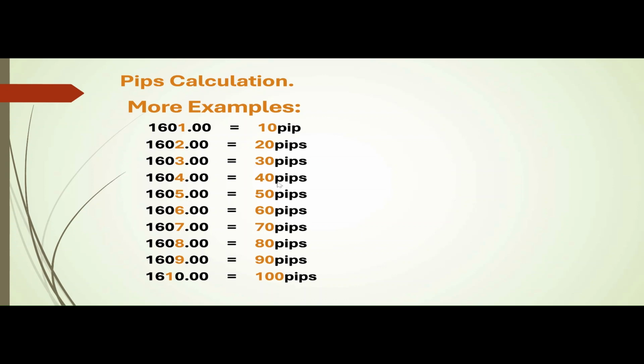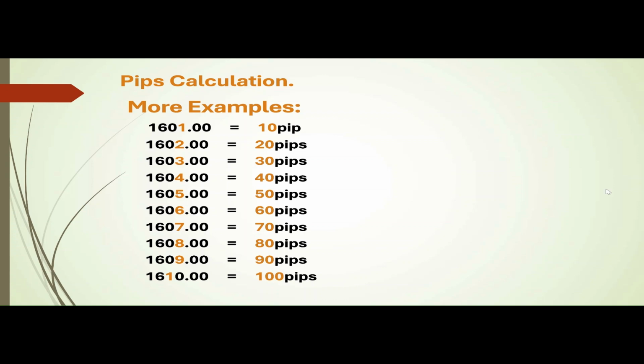4.00, that's 40 pips. Okay, next one, 50 pips, 60 pips, 70 pips, 80 pips, 90 pips. Then the last one is 100 pips. If you notice here, 1610.00, that's 100 pips. That's 10.0, that's 100. Then the last zeros represent pipette value.